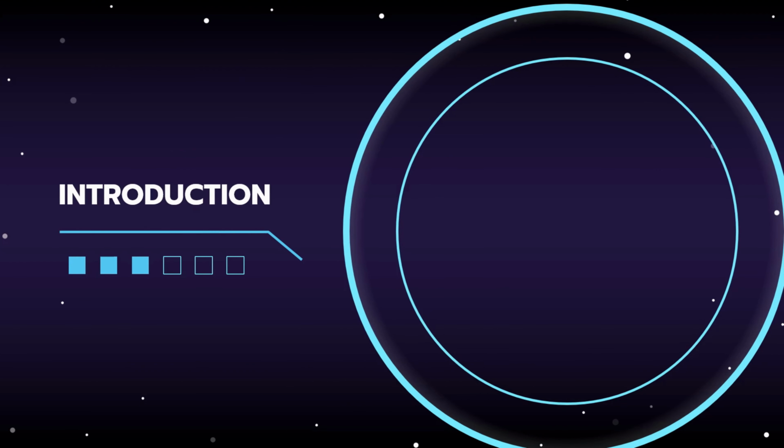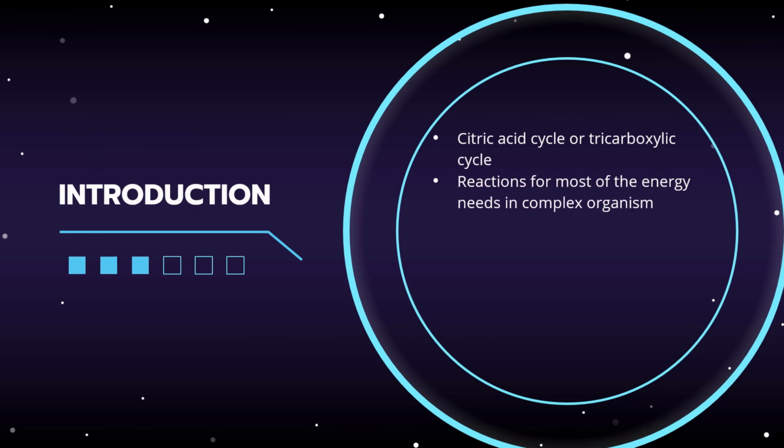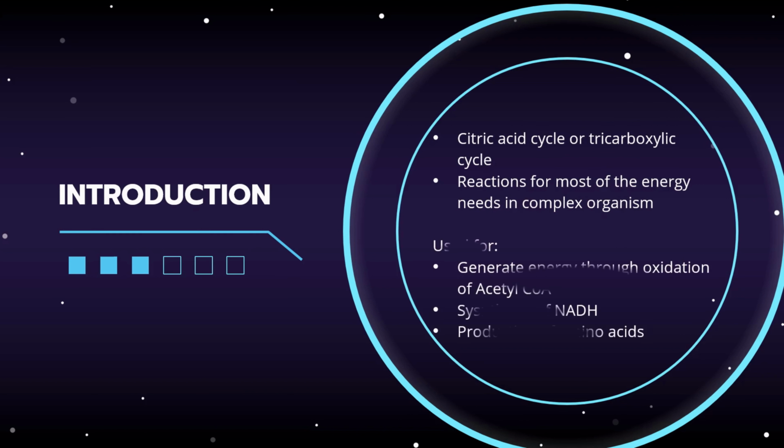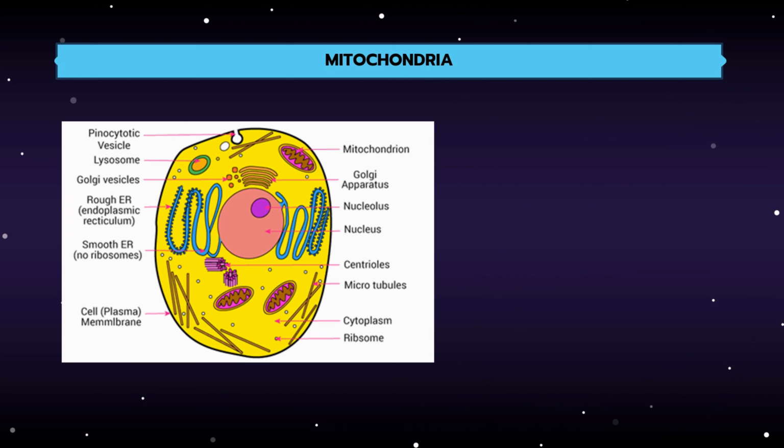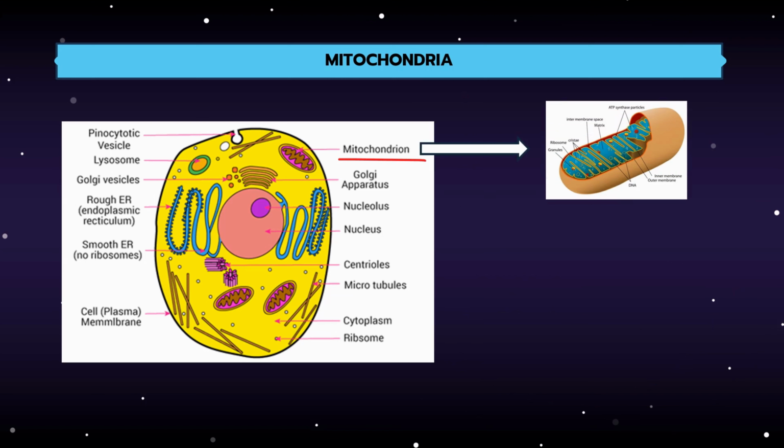Krebs cycle, also known as the citric acid cycle or tricarboxylate cycle. It is the reaction for most of the energy needs in the complex organism. It is used for generating energy through oxidation of acetyl-CoA. It is also used for synthesis of NADH and production of amino acids. The location in which this process occurs is the mitochondria, which are eukaryotic cell organelles.